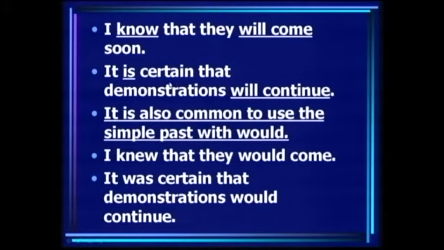It is certain that demonstrations will continue. Present tense with will. Now it's also common to use the simple past with would. يعني لو نفس الجملة دي بقول I know that they will come، هقولها هنا I knew that they would come. It is certain that demonstrations will continue. يبقى it was certain، ما دام قلت it was certain that demonstrations مش هقول will بقى، هقول would continue.